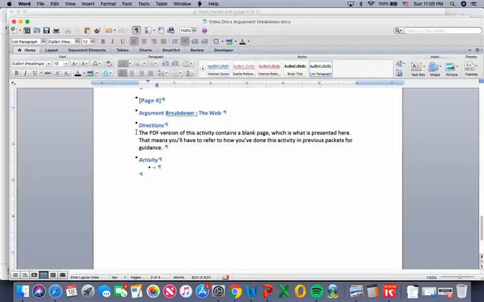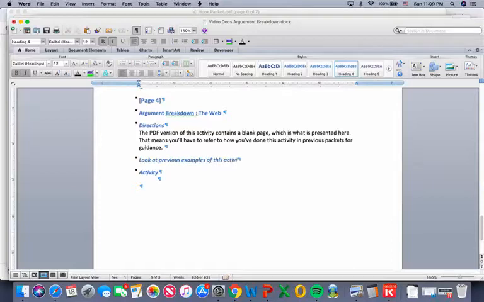So first, you're going to look at previous examples of this activity. The other piece of advice I have for you is to annotate.